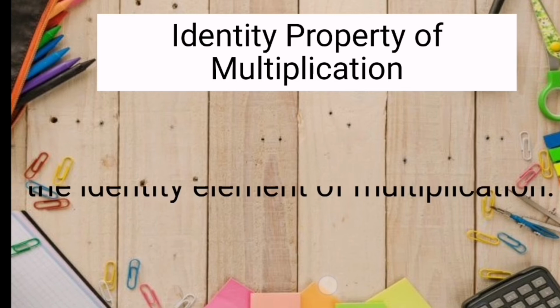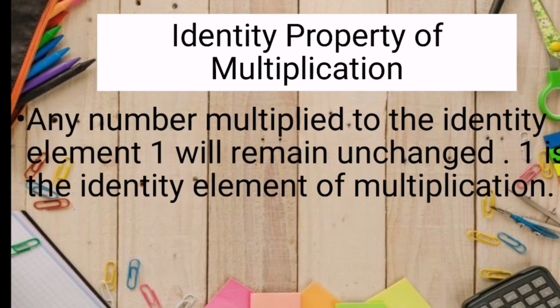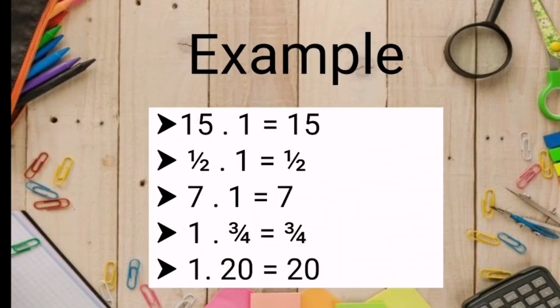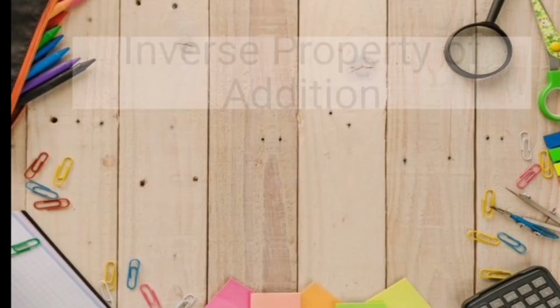Identity property of multiplication. Any number multiplied by the identity element 1 will remain unchanged. 1 is the identity element of multiplication, where a times 1 is equal to a, or 1 times a is equal to a. Example, 15 times 1 is equal to 15. 1/2 times 1 is equal to 1/2. 7 times 1 is equal to 7. 1 times 3/4 is equal to 3/4. And 1 times 20 is equal to 20.